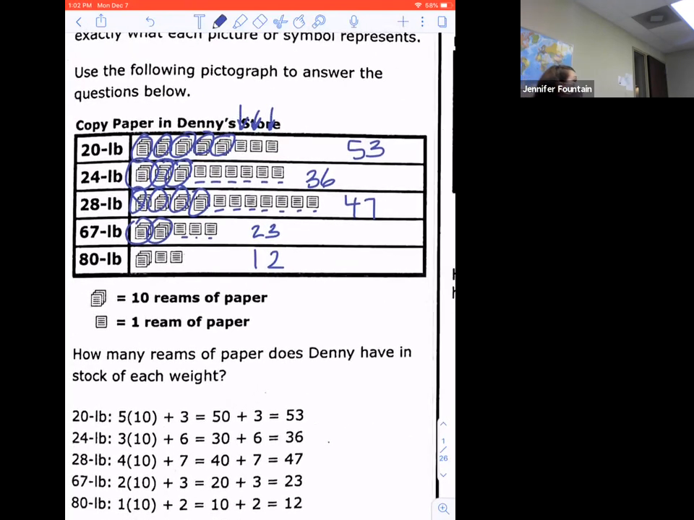So by looking at this, what pound could we say is the most popular? We could say probably the 20 pound is the most popular because he keeps that in stock more. Which one would you say he probably doesn't sell much of? The 80 pound, because that's going to be a pretty heavyweight paper. I don't know exactly what weight 80 pounds is, maybe like the cardboard on the cover of your book. But we know that when dealing with paper, the heavier the pound, the thicker the paper. So he probably sells more of the 20-pound paper than any of the others, and less of the 80-pound paper.